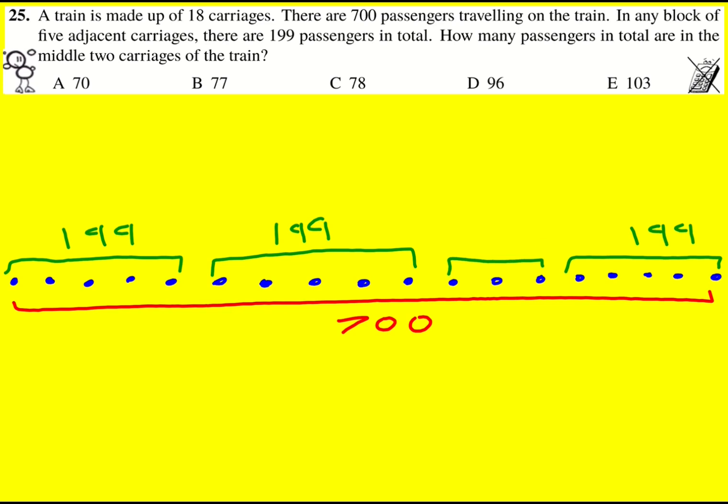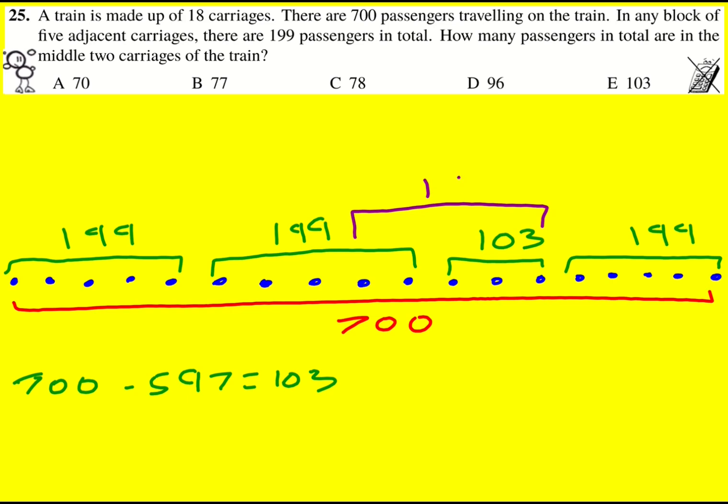And that means these three, well, 199 times 3 is going to be 597. So I can just times 200 by 3 and then subtract 3, 597. And then 700 minus 597 is going to be 103. So there must be 103 people here. But I could make a very similar argument and say that this is 199, and then therefore this is also 103.